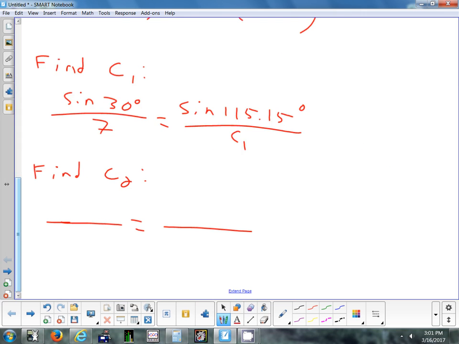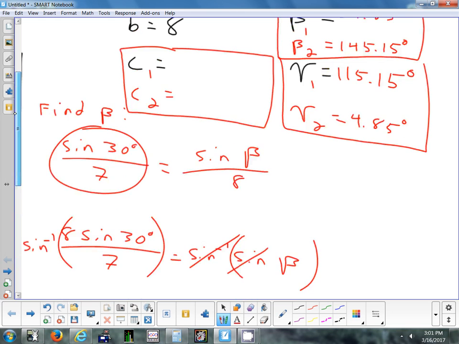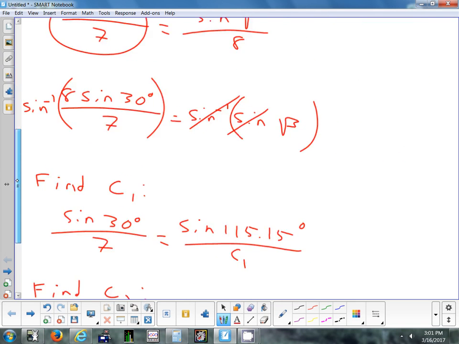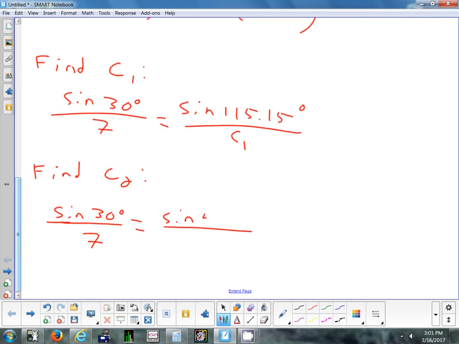Sine 30 over 7. Yep, same thing, sine 30 over 7. And then this time, what angle would we use to find C2? Sine 4.85. The 4.85. And that would be divided by C2. Okay, so to find C2, you're going to do 7 times the sine of 4.85 divided by sine 30. And just round that off, and that's C2.